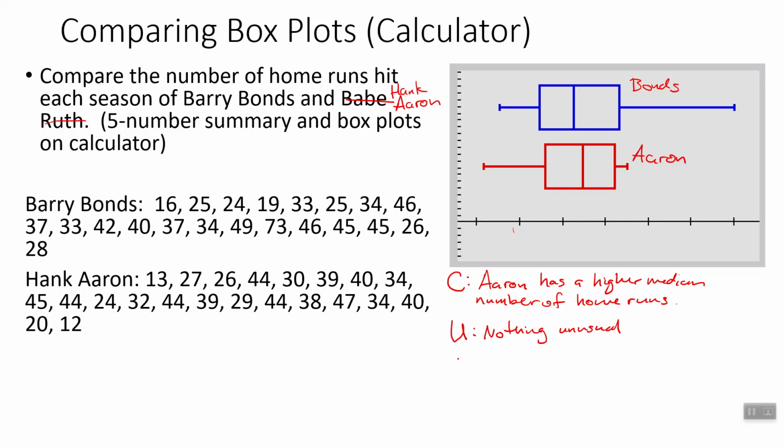All right, shape. Bonds has this one side that sticks out a whole bunch towards the right here, and Aaron has this one side that sticks out a whole lot towards the left here. Ordinarily with box plots, we generally don't have to say anything about shape. But if we want to say that it looks like Bonds is skewed right and Hank Aaron is skewed left, that's okay. We can't always tell. It's not always obvious with box plots, so sometimes we will just skip that with box plots.